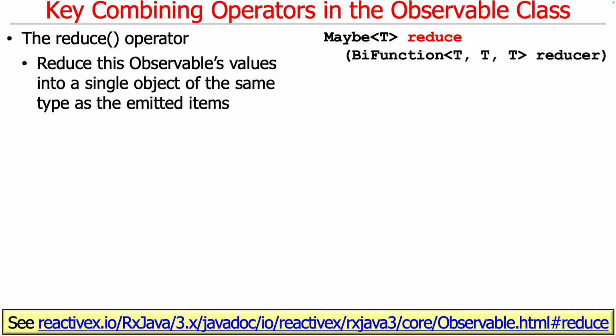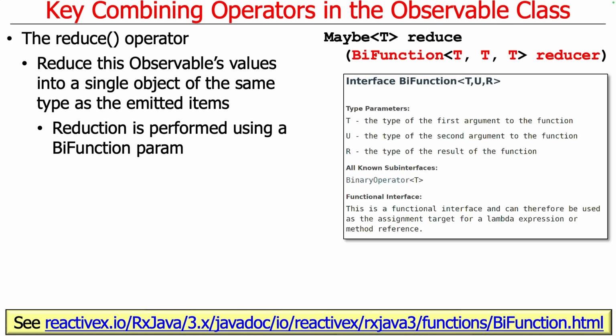So here's reduce. Reduce should seem familiar to you because there's a reduce operation. It's a terminal operation defined in Java streams. The reduce operator in the context of RxJava will reduce the values in an observable stream into a single object, which is the same type as the types that are being emitted. And the reduction itself is performed by a bifunction.